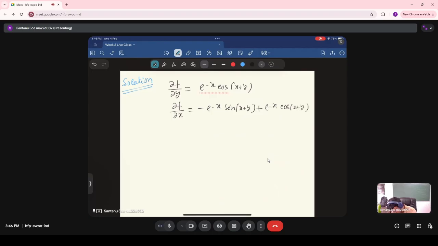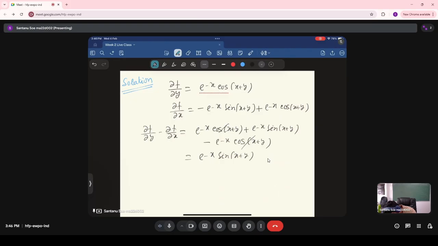Okay, so now just substitute all the values here. Del f del y minus del f del x is e to the power minus x cos of (x plus y), plus e to the power minus x sine of (x plus y), minus e to the power minus x cos of (x plus y). Now these two get cancelled out. So we are left with e to the power minus x sine of (x plus y), which is nothing but f. So fy minus fx is nothing but f. And this is the answer.